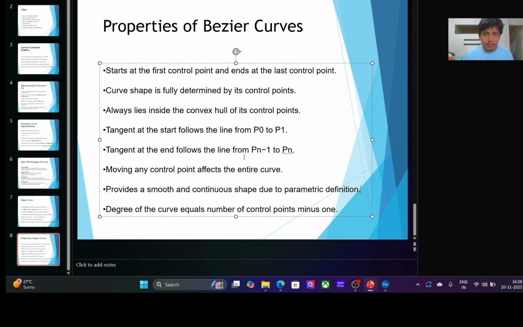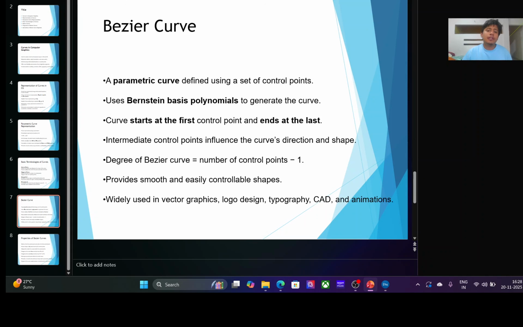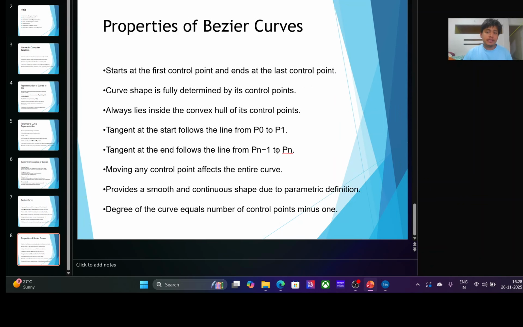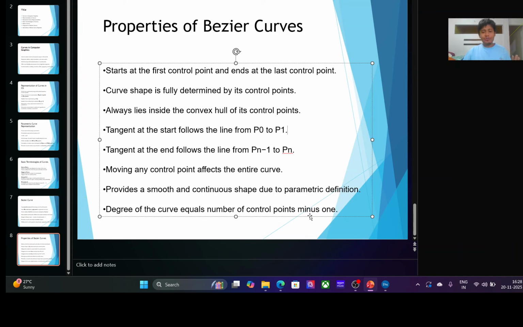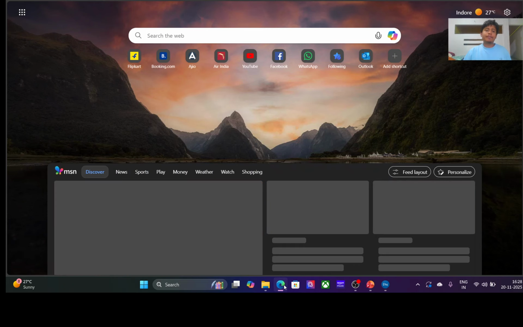Now we have covered the properties of the Bezier curve and what it looks like. Now we have to understand this first: what is the Bernstein basis polynomial? And what are these two lines trying to say? I do not understand anything. Let's start.